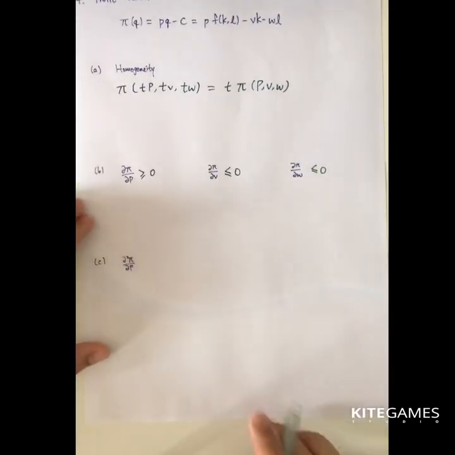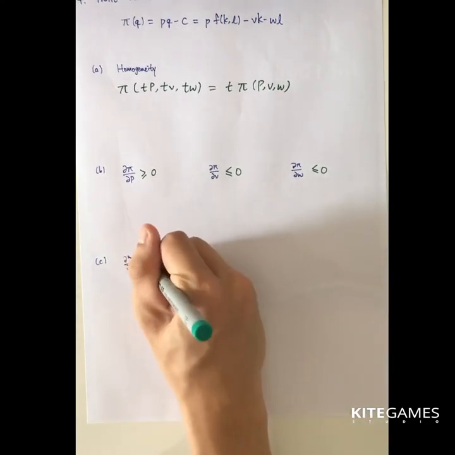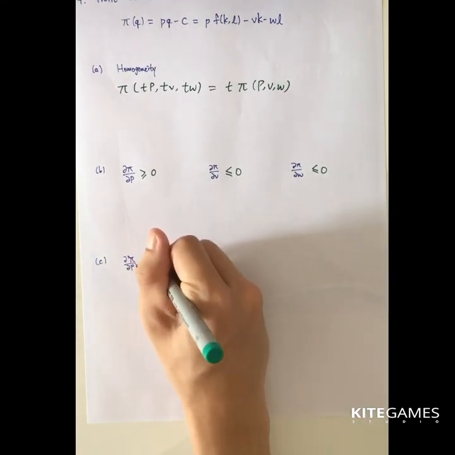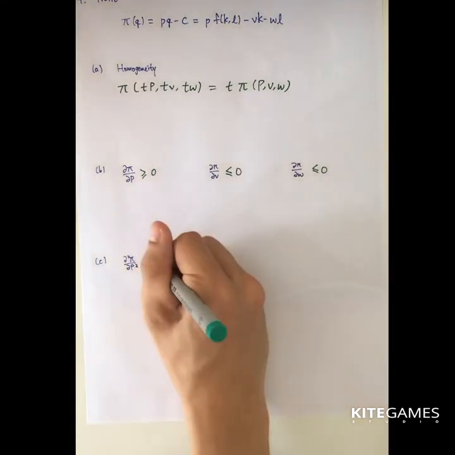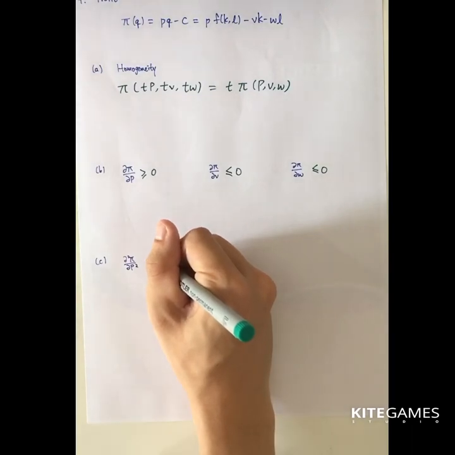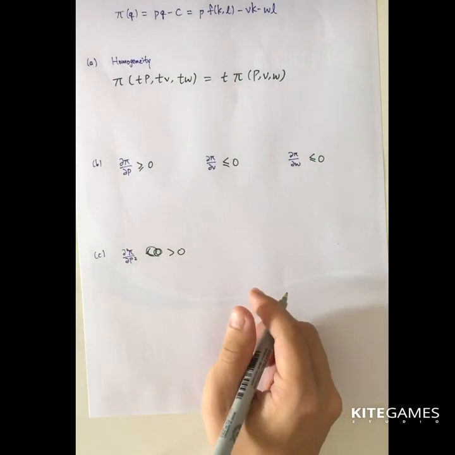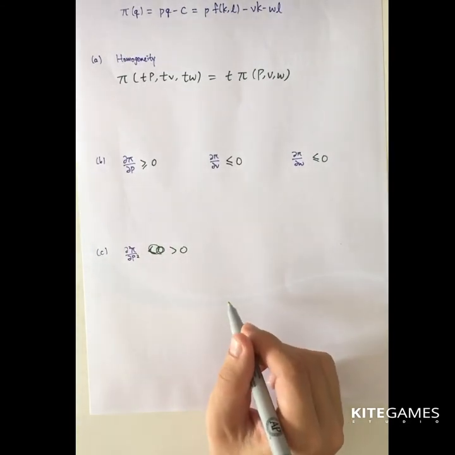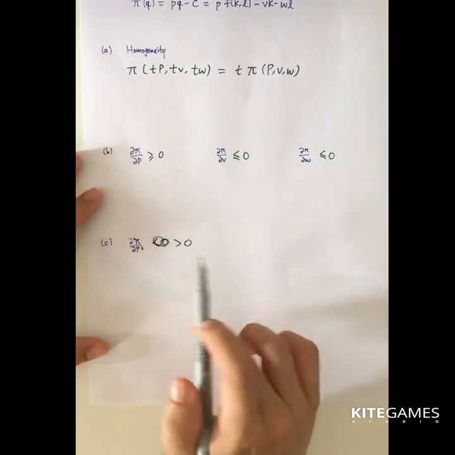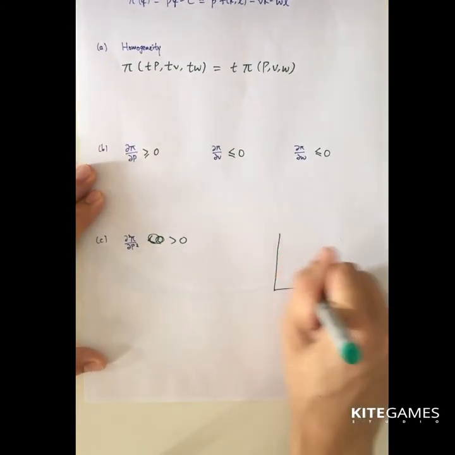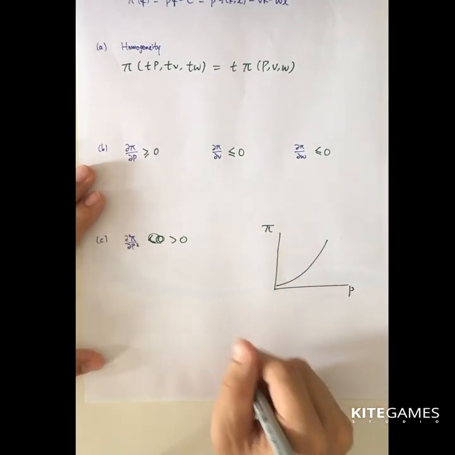Finally, the second partial of pi with respect to P, partial squared pi, partial P squared, should be positive. It means that the second order condition of pi in P is positive. So this means that the profit is convex in price. Say pi is here, P is here, then it is in this shape.